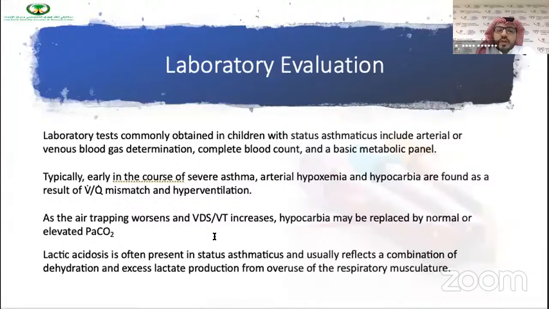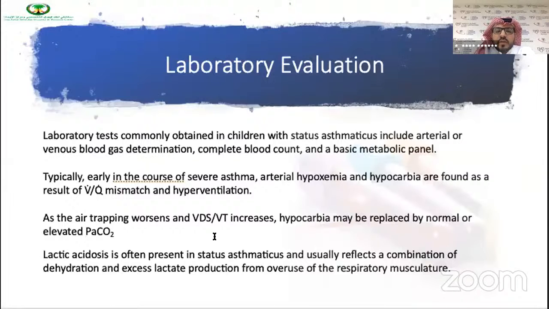Laboratory evaluation commonly done in status asthmaticus includes an arterial or venous blood gas, CBC with differential, and also a basic metabolic workup. Typically, early in the course of severe asthma, arterial hypoxemia and hypocarbia are found as a result of VQ mismatch and also hyperventilation, since the patient will be tachypneic.